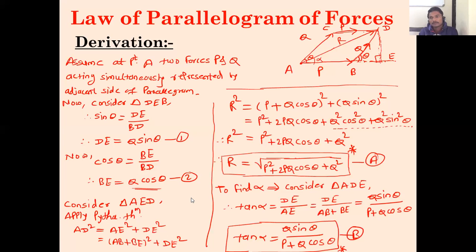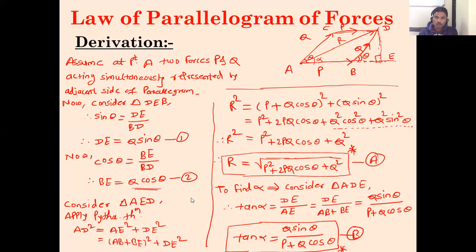What is alpha? Tan alpha is equal to Q sin theta upon P plus Q cos theta. But what is alpha? It is the angle between the resultant and the horizontal side of the parallelogram. We can say it in another way: the angle between the resultant and one of the forces.